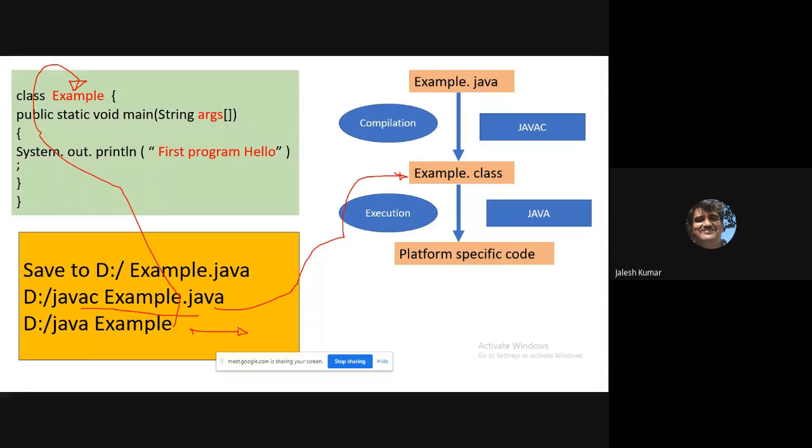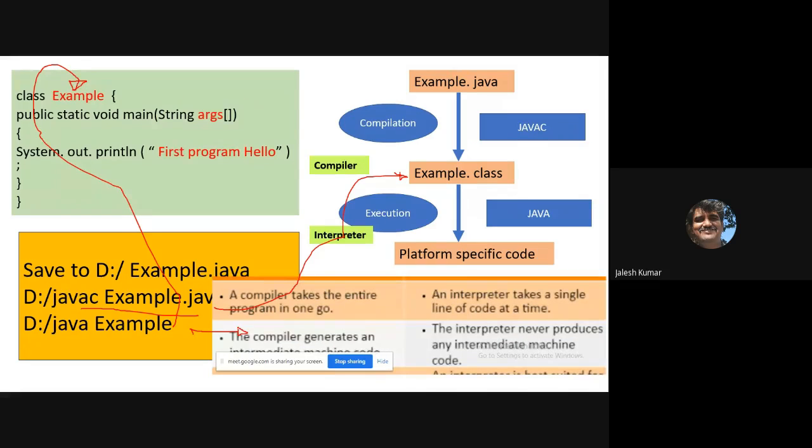Now you may be curious to know where exactly the compiler is and where exactly the interpreter is. See, the first stage, compilation, is the compiler, and the second stage is the interpreter. This is what happens in Java. Now if you are curious to know what a compiler and an interpreter are, just to brush up, a few points. A compiler takes the entire program in one go. You please remember. It directly converts.